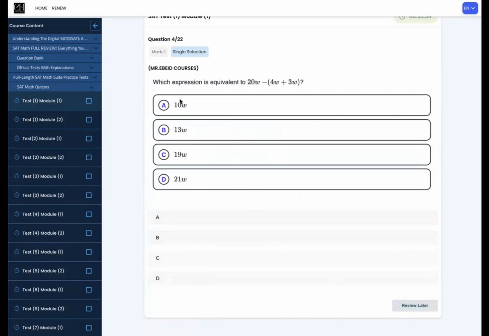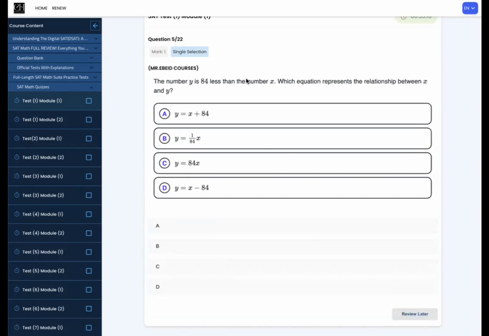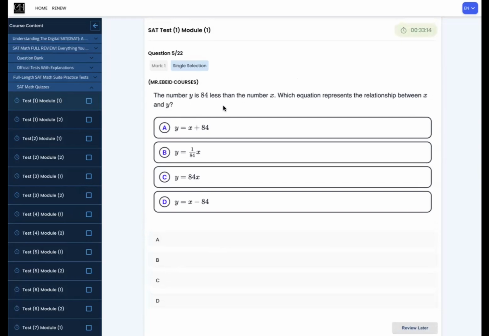Question 4. Which expression is equivalent to 20W minus 4W plus 3W? First, you can add 4W plus 3W, it will be 7W. Then 20W minus 7W, it will be 13W, so the answer is B. Easy questions till now. Question 5. Still have time.